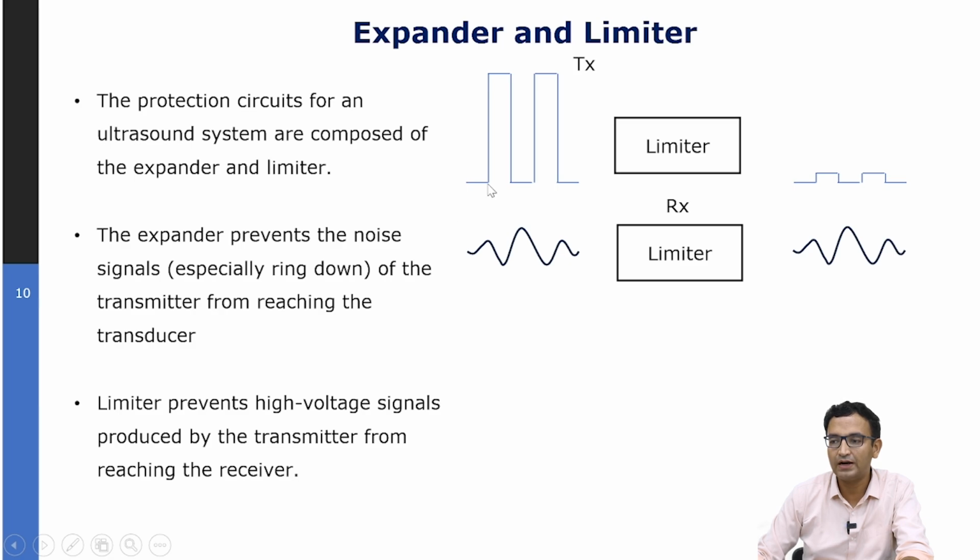Typically, when you send these pulses to the transducer, it will ring a lot. And this ring down, of course, the amount of ring down will depend on the quality factor of the transducer, how sharp the resonance is, what the backing material is, etc. But this ring down is not desirable. You don't want this ring down to reach the receiving component or the receiving signal chain. So the limiter blocks this ring down signal. Also, the limiter prevents the high voltage signals produced by the transmitter from reaching the receiver, as we just discussed.